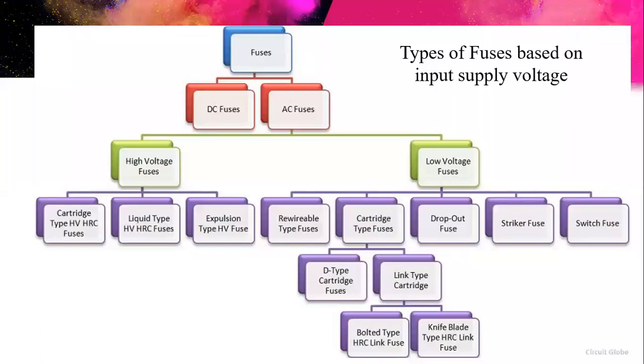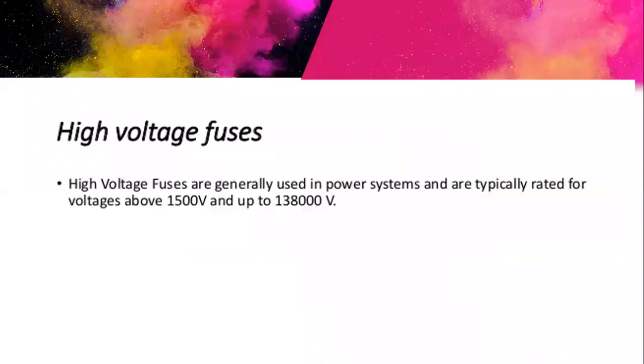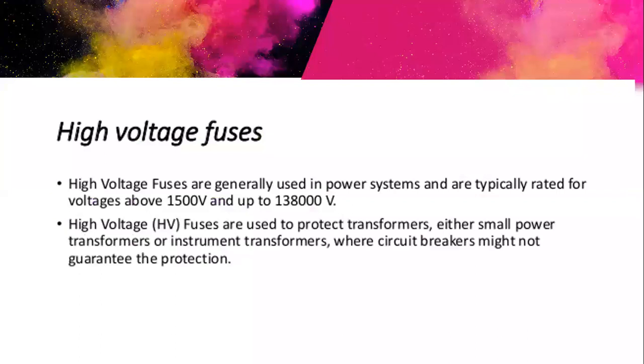Now we have already seen the LV type fuses. Now let us see the high voltage fuses. What do you mean by the high voltage fuses? Definition: high voltage fuses are generally used in power systems and are typically rated for voltages above 1500 volts to 138 kV. High voltage fuses are used to protect transformers, either small power transformers or instrument transformers, where circuit breakers might not guarantee the protection. So it is a backup protection.